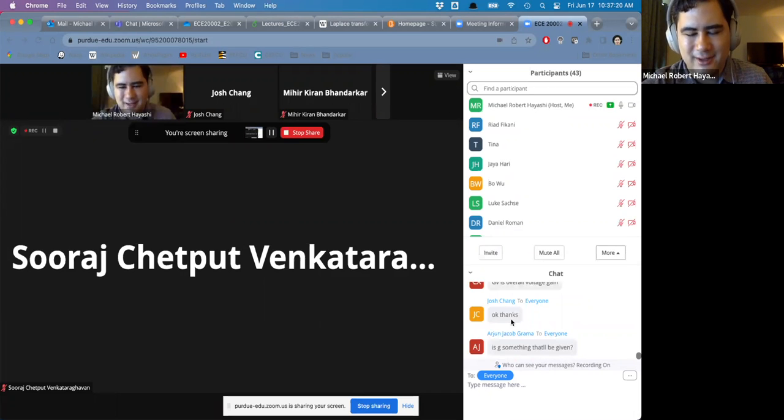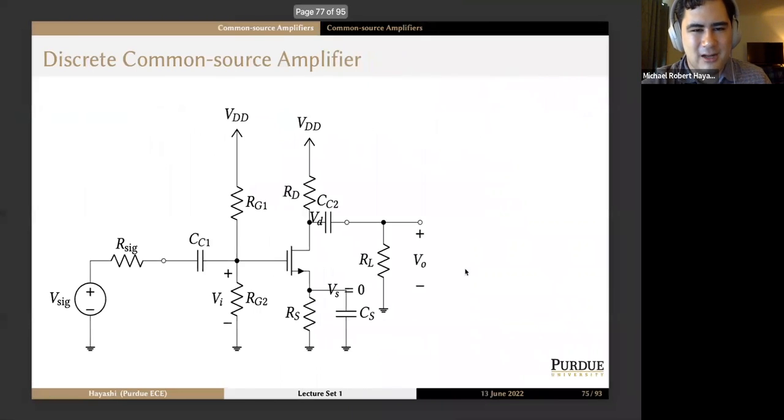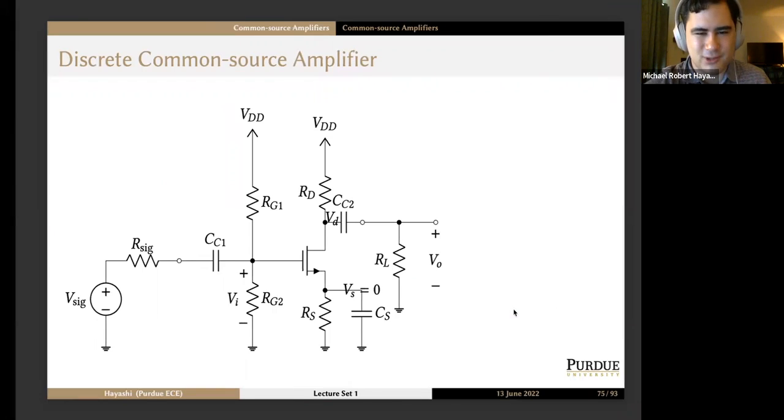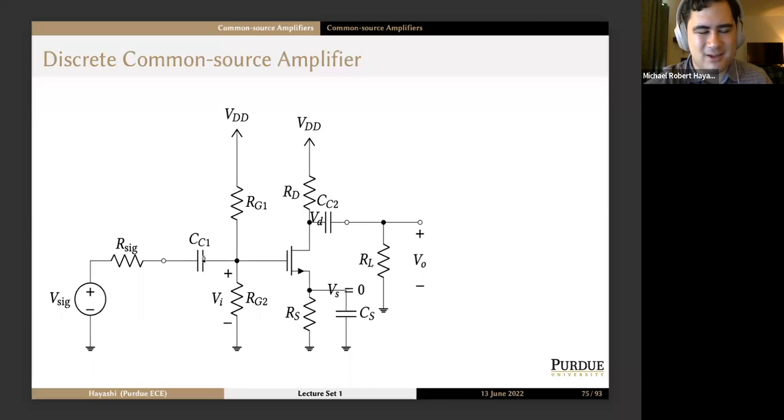Is GM something that'll be given? No. GM is something that you calculate from the DC biasing. Remember, you can calculate what VGS is from here. And if you have VGS, you can get the overdrive voltage because you'll be given the threshold voltage of this transistor. So you can calculate Kn times quantity VGS minus VTN, and suddenly you have what GM is equal to. All capacitors are replaced with shorts because we're saying these are very large capacitors. At the signal frequency, they behave like short circuits.